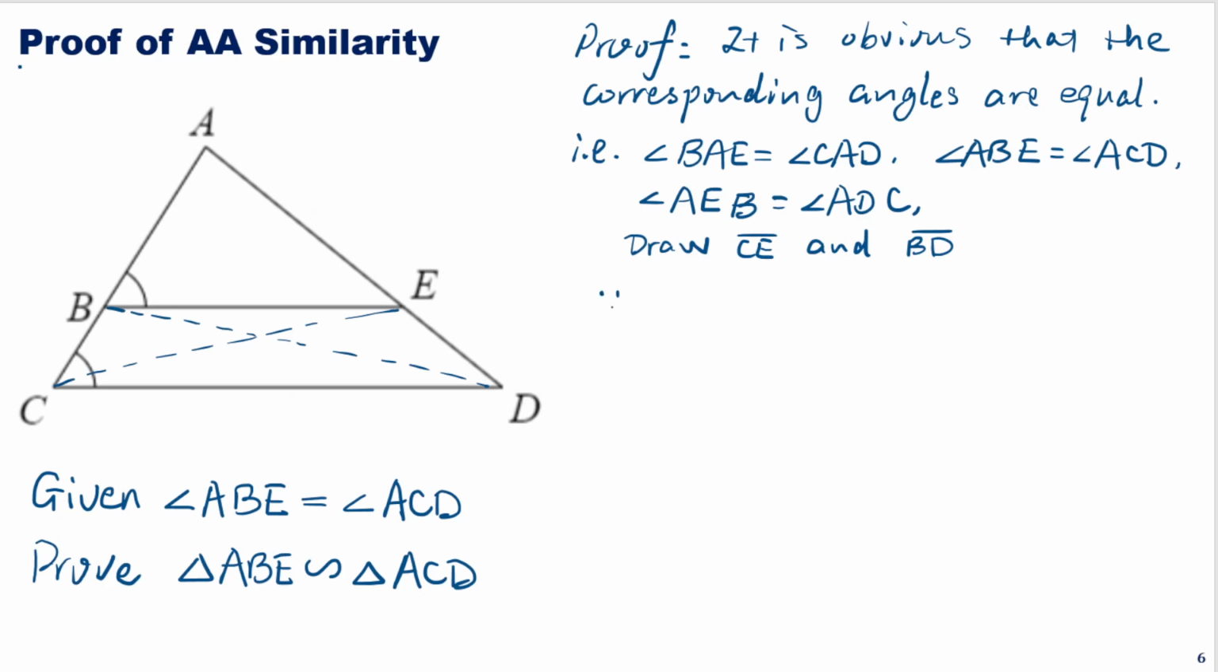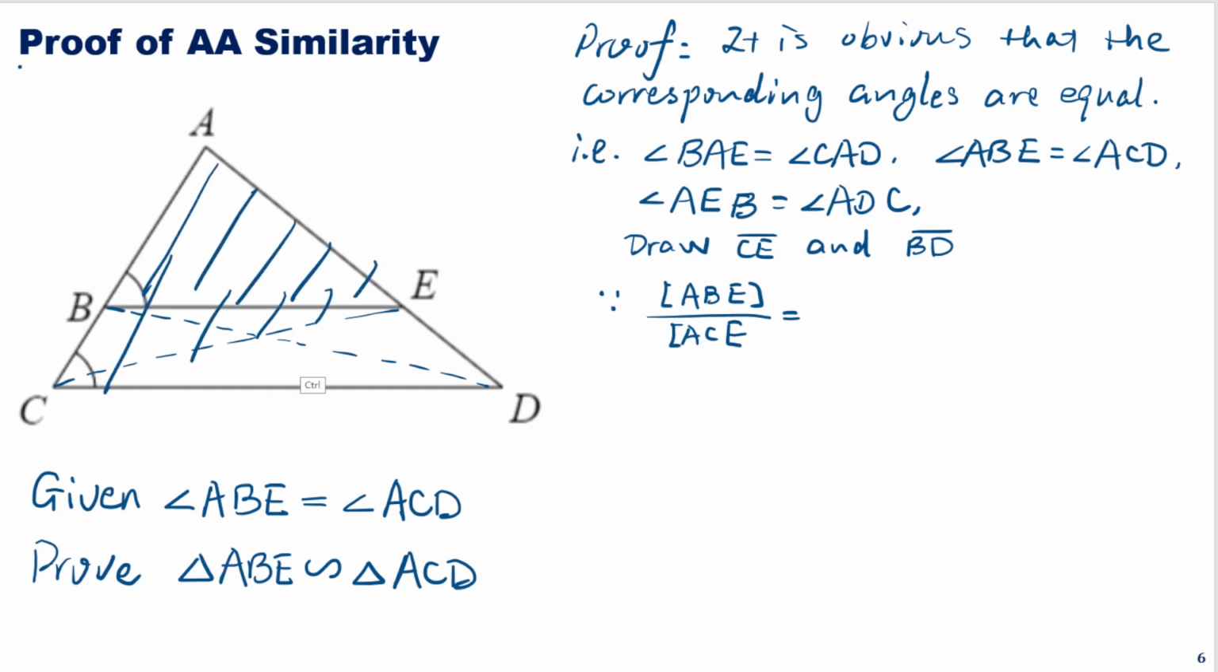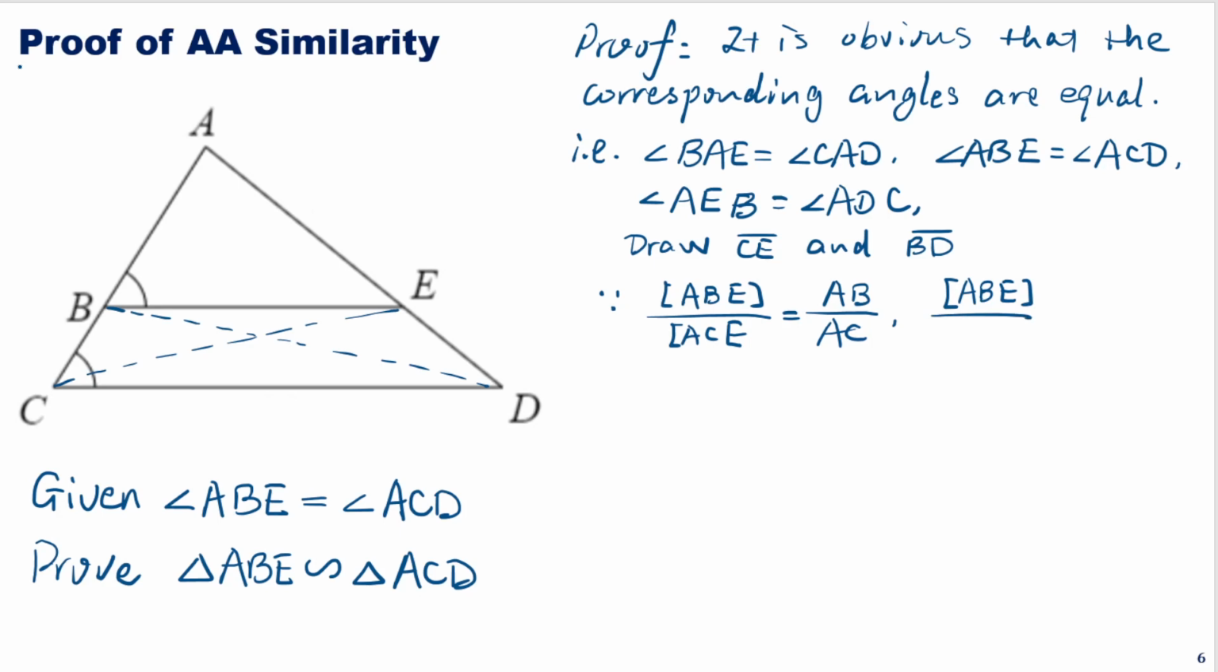And let's consider these two areas, ABE over ACE. ABE is this little triangle here, ACE is a larger triangle here, right? Because they share the same height from point E, the ratio between the two areas is given by AB and AC, right? And similarly, the ratio of the area of ABE to the area of ABD is given by AE over AD, right?